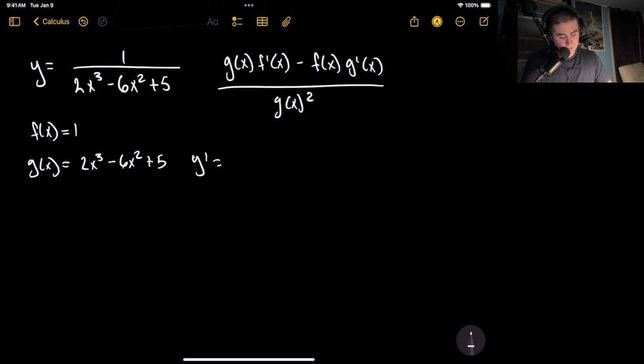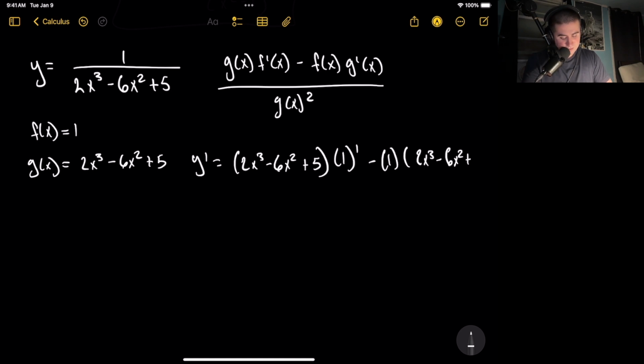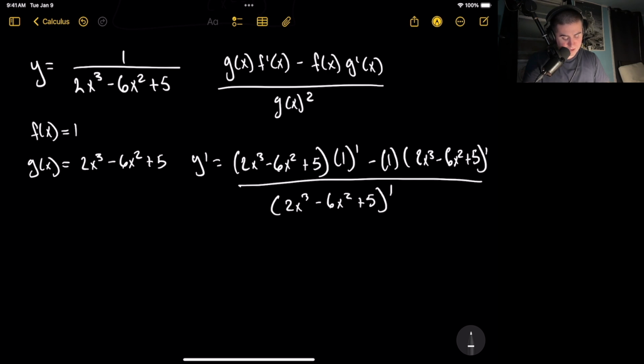Y prime is equal to g of x first. So we have 2x cubed minus 6x squared plus 5. So I'm wondering if I will have space here. I probably will. Times 1 prime minus 1 times 2x cubed minus 6x squared plus 5 prime, and then have that over the g of x squared, which is 2x cubed minus 6x squared plus 5, squared, I should say.